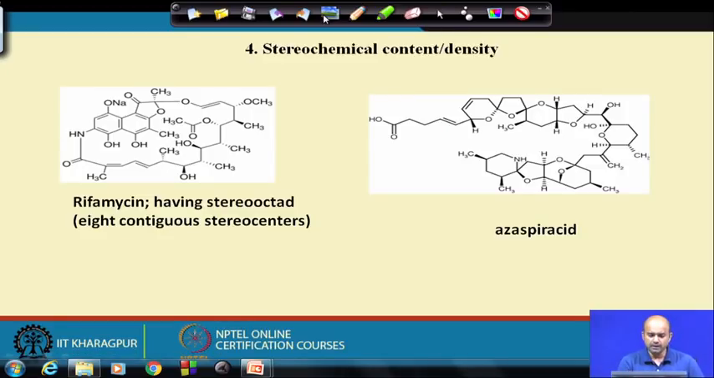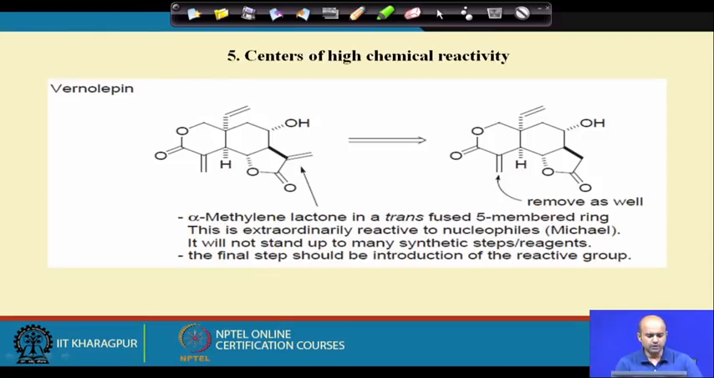So, stereochemical content is the next point, which we just talked about. The next point we will be seeing is centers of high chemical reactivity. This is very important. Sometimes the target molecule might contain a group which is pretty much chemically reactive.